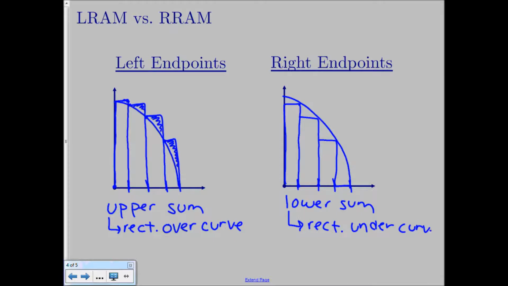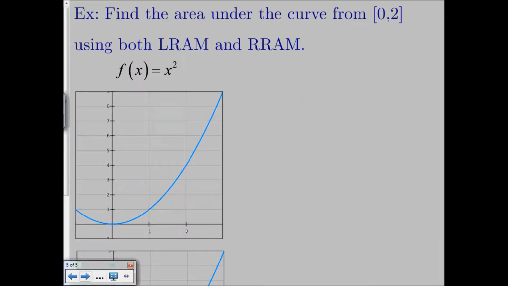So again, it's not always going to be the case that a right-hand sum is going to be a lower sum. If we had a curve that went like this, for instance, and we did the right-hand sum, we would actually get an upper sum, and we would have the opposite then. We would have the lower sum being for the left-handed curve. So that's a little bit confusing, but we're going to see how that works out in the example. So we're going to find the area under the curve from the point 0 to 2 using both LRAM and RRAM approaches. So we're going to do LRAM first.